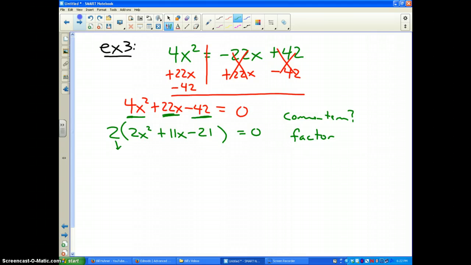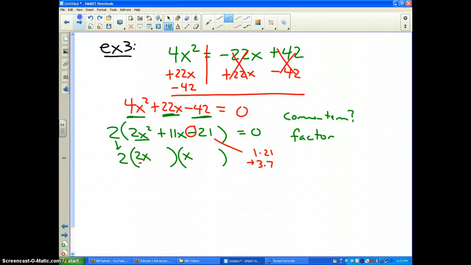The 2, as I taught you in an earlier video, stays with the problem. Now, 2x squared. The only thing 2 multiplies is 2 times 1. So I'm going to put 2x and x. Now the signs, the last sign's negative, which means they're opposite signs. So I don't know which one goes where because of this 2. Now 21 is 1 times 21 or 3 times 7, and I'm betting it's 3 times 7.